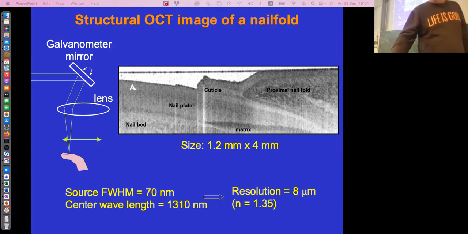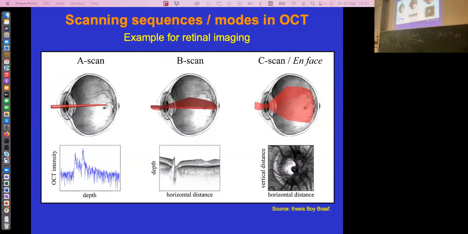Okay, then some nomenclature. A single depth profile we call an A scan. If you look at the depth profile in the retina, this is what the signal looks like. Then you scan over an area, and you can turn this into an image. That's what you see here. This is called a B scan. When you do a whole area, you can create a volume, and you can display that volume different ways. If you turn it into an en face image, which means you look at it as if you took a picture of the back of the eye, we call that a C scan or an en face image.